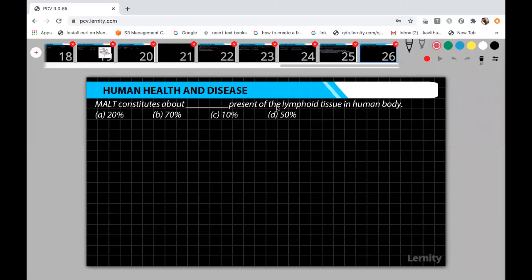MALT constitutes about dash percent of the lymphoid tissue. 50%. What is MALT? Mucosa associated lymphoid tissue. Okay. So it comes under your secondary lymphoid organ and it accounts for about 50% of the lymphoid tissue.